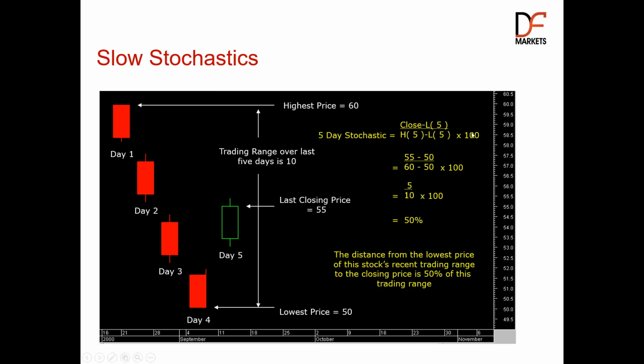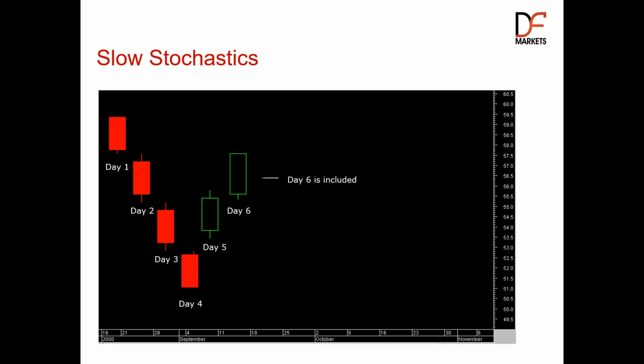This is the calculation for the slow stochastics, and if we put in our numbers here, we see that a mid-range close gives you a stochastic reading of 50%. Okay, so it's saying that the latest close is exactly at the halfway point of that 5-day range. So that would give you a stochastic reading of 50. It's a moving thing, just like a moving average.